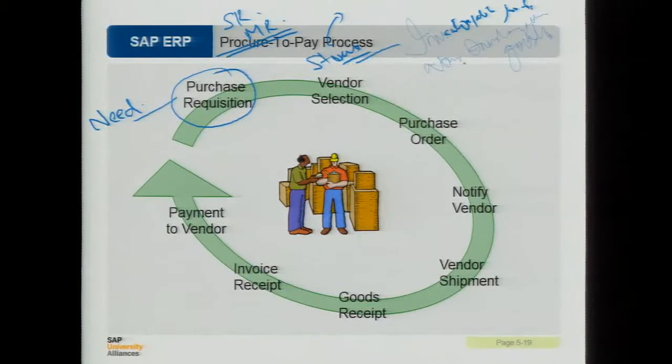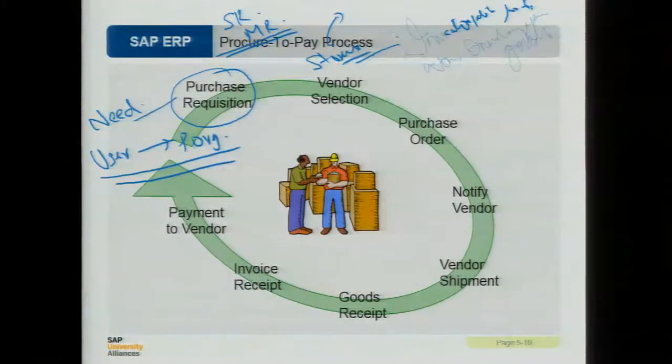But if there are some non-inventoryable goods, then the user department cannot go to stores to ask for the inventory. They have to raise the request directly to the purchase department. So then they raise the purchase requisition, which is raised from the user to the purchasing organization. So this is the first scenario.